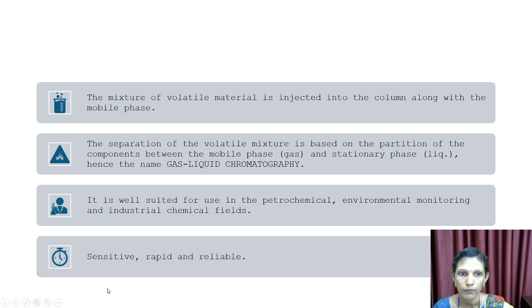The mixture of volatile materials is injected into the column along with the mobile phase. The separation is based on the partition of the components between the mobile phase, which is a gas, and the stationary phase, which is a liquid. Since we use both gas and liquid, it is known as gas liquid chromatography. Its uses are in petrochemicals, environmental monitoring and industrial chemical fields. It is sensitive, rapid and reliable.